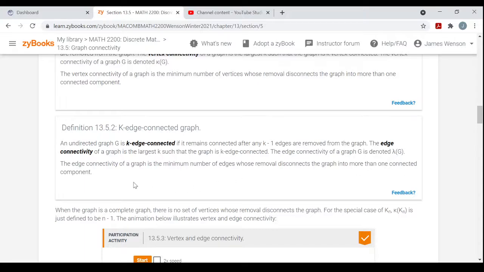So again, for instance, if a graph had an edge connectivity of, say, 5, then that means it's 5 edge connected. So I could remove any 4 edges and it would still be connected. But there is a set of 5 edges I could remove and disconnect the graph.